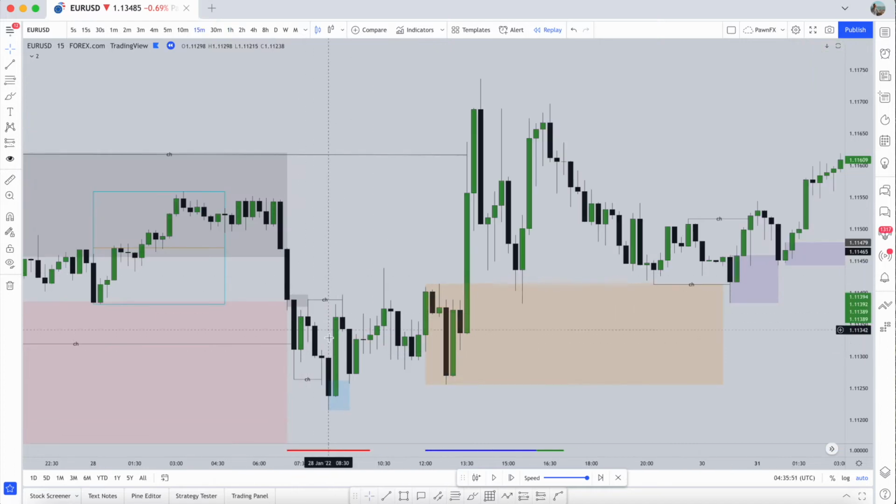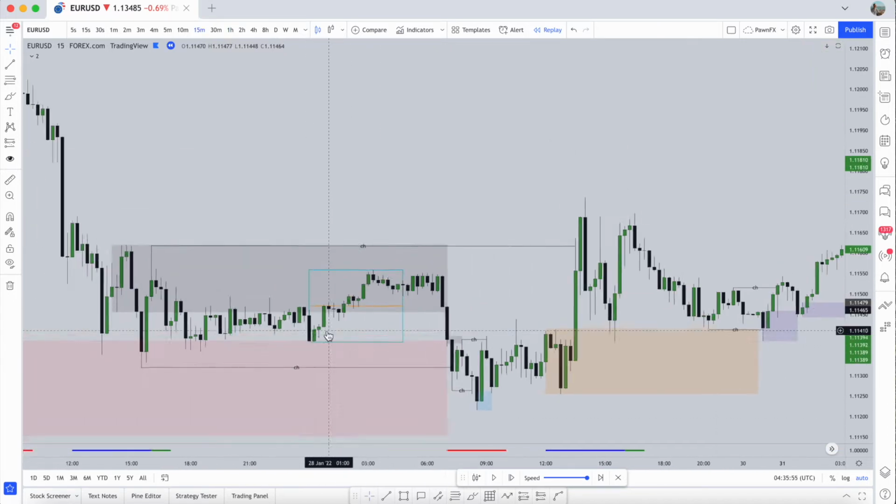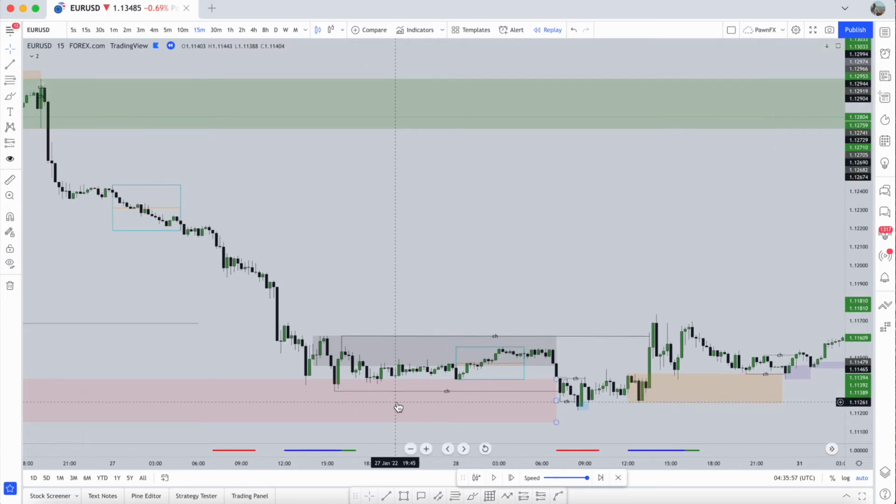So from this point down here, what we can actually do is get down onto a lower time frame inside of a higher time frame POI. Okay, this is one of the main points, one of the 3 points which we're going to cover in this video. So going down onto a lower time frame once you are inside of a higher time frame POI.